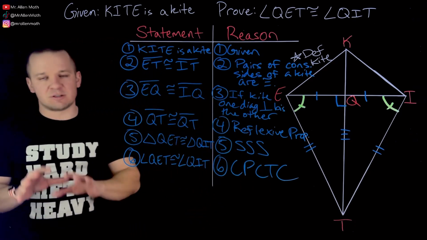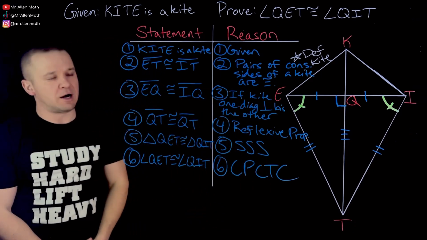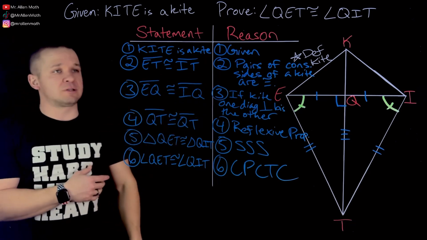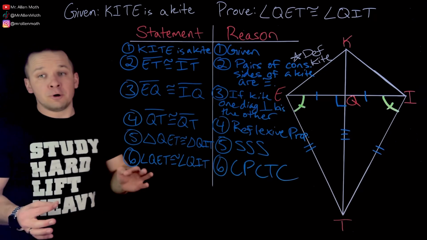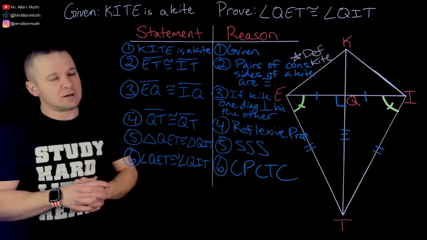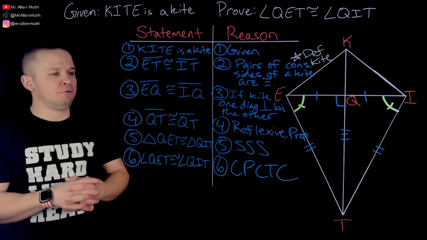Awesome. Fantastic. Sorry if that clap was really loud in the microphone. I apologize. But I was just super stoked. Super excited. There we go, guys. Little kite proof. Proving some angles congruent through congruent triangles. That's a common one right there in the geometry proof world.